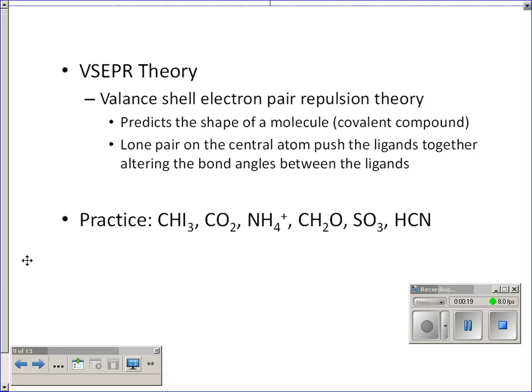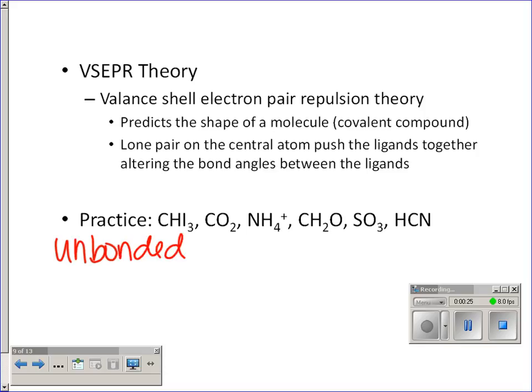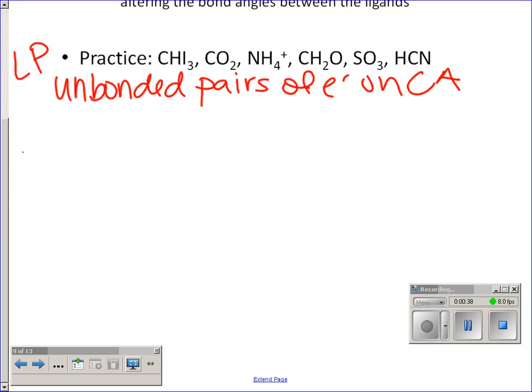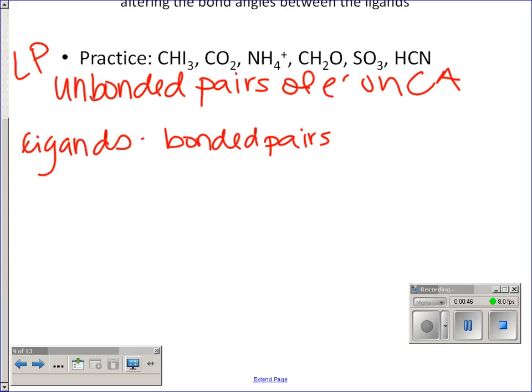Lone pairs are going to be unbonded pairs of electrons on the central atom. Okay, that's a lone pair, LP. Ligands are bonded pairs of electrons on the central atom.